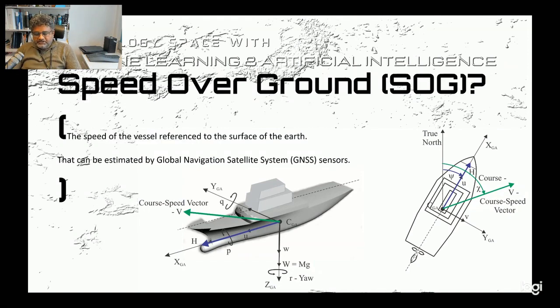Since we have discussed the speed over ground concept in the previous slide, let's elaborate on it further. The speed over ground is represented as SOG. That can be defined as the vessel speed with reference to the surface of the Earth. As I have mentioned, GNSS sensors can be used to estimate the SOG values for these vessels.